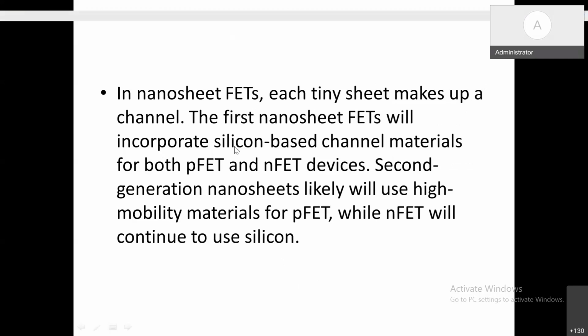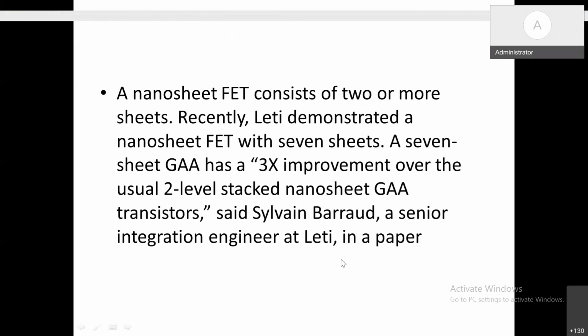Again, I have already mentioned silicon-based materials for both PFET and NFET. Each manufacturer tries to come out with 7 nanosheets, 7 silicon sheets, and they said that there is a 3 times improvement over the 2-level stacked nanosheet.